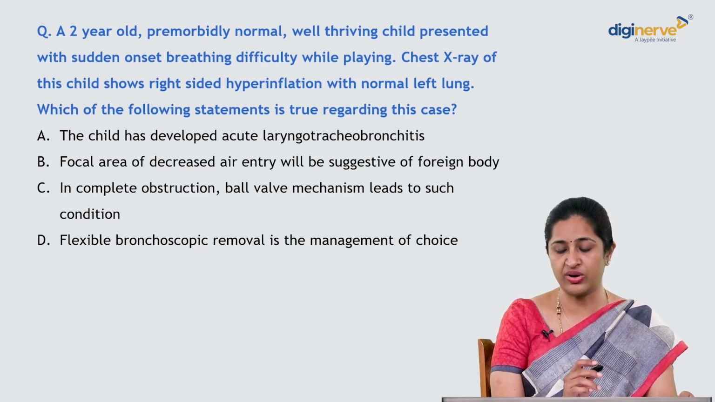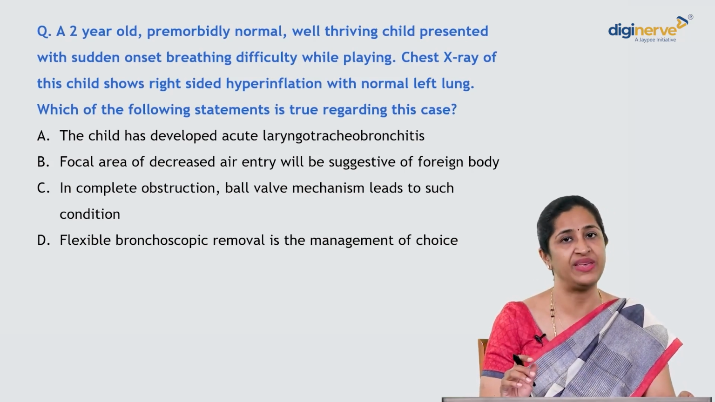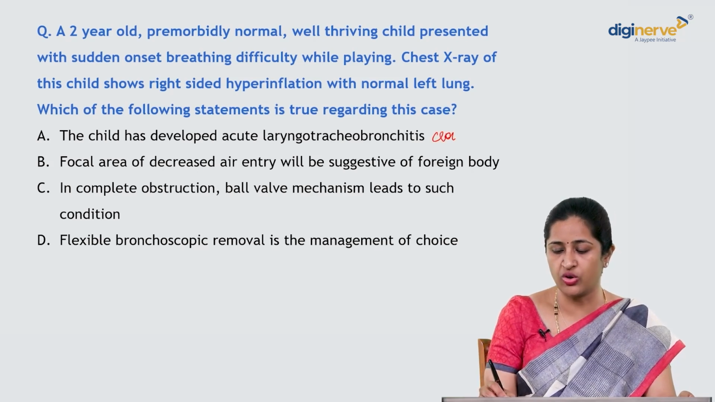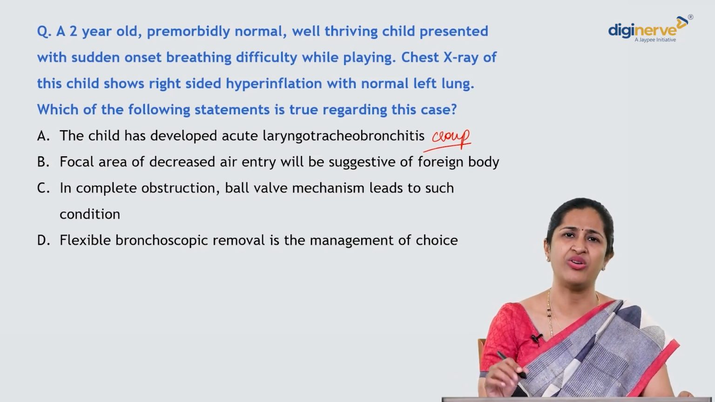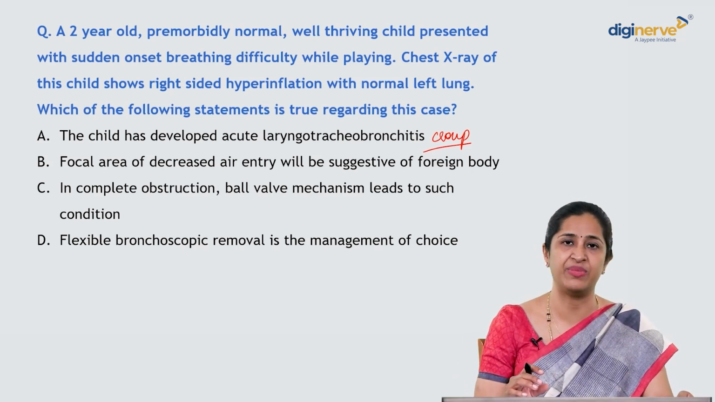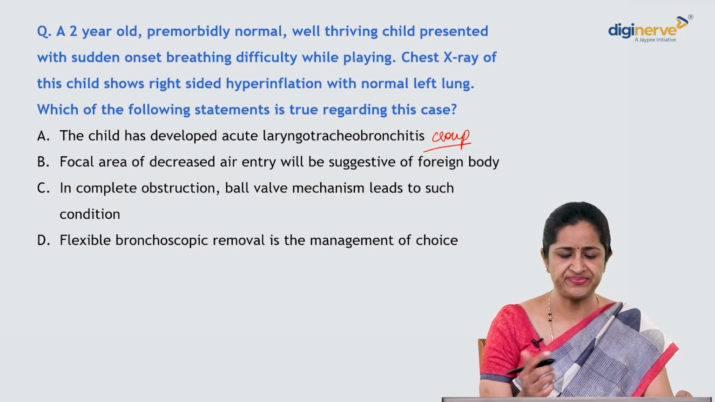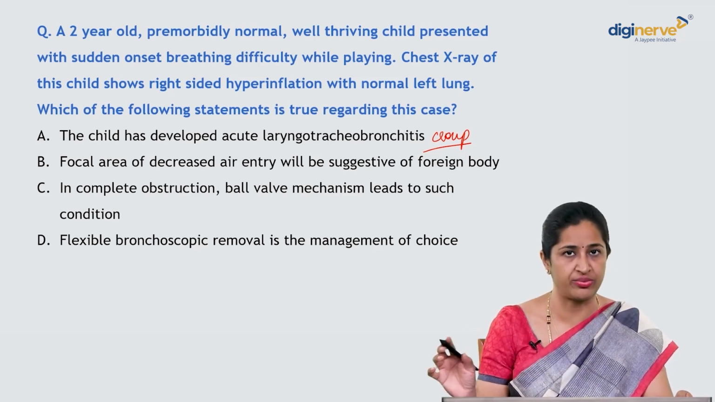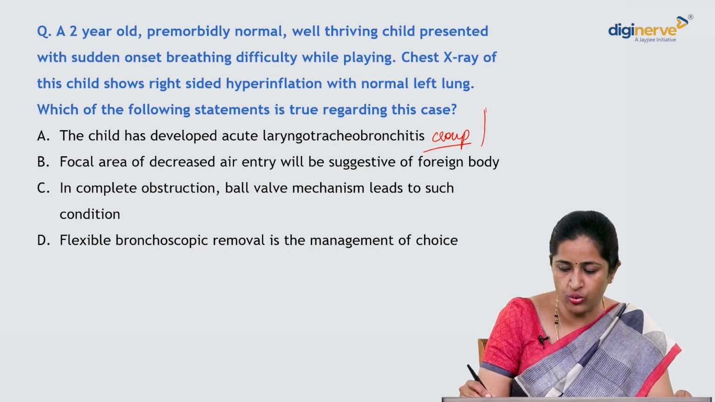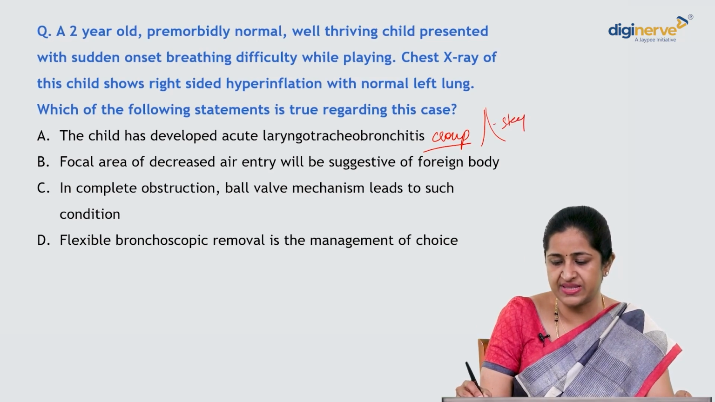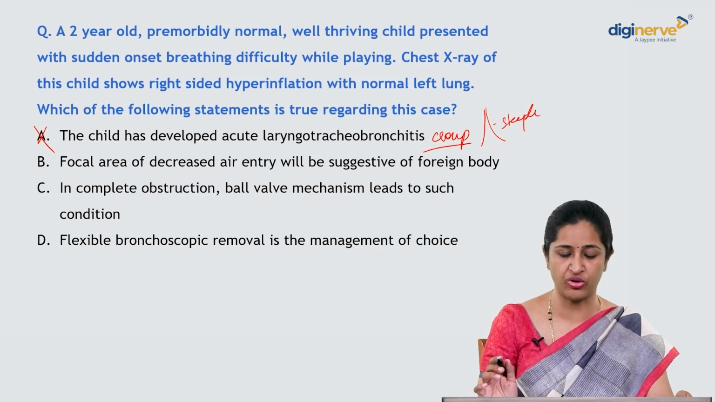Now, in acute laryngotracheobronchitis, you will have the larynx, the trachea, and the upper bronchi being affected. These children have what is called the croup syndrome, low-grade fever, brassy cough. Along with that, some amount of inspiratory stridor can be present. There will be no history of sudden breathing difficulties in these children. X-rays are usually normal. The X-ray of the neck will show you something called the steeple sign of croup. So hence this is not the right answer. The child does not have laryngotracheobronchitis.